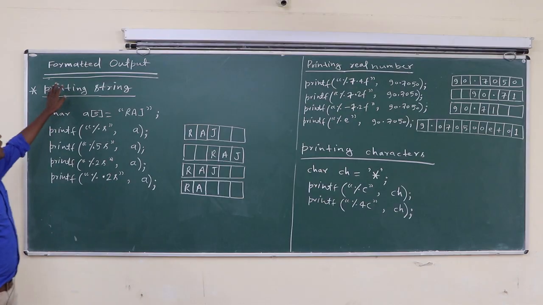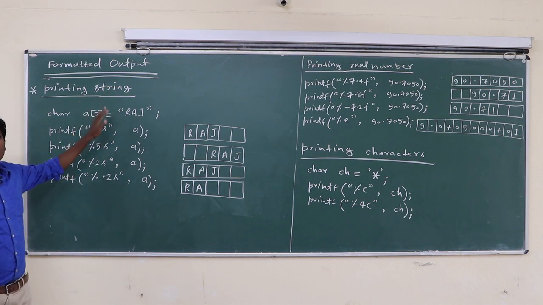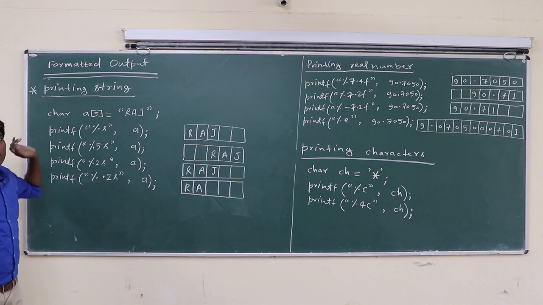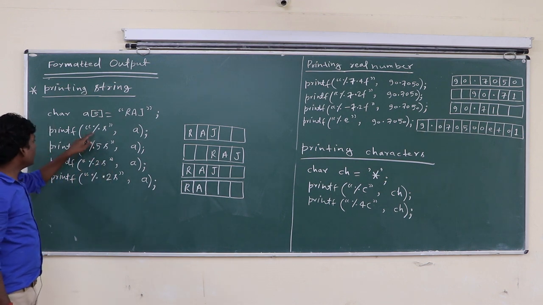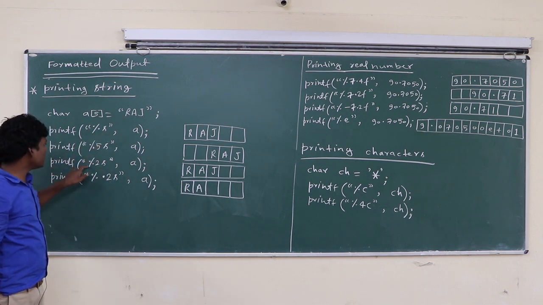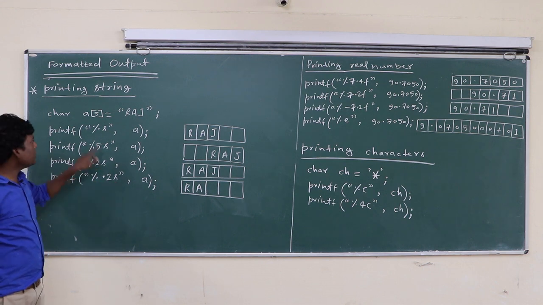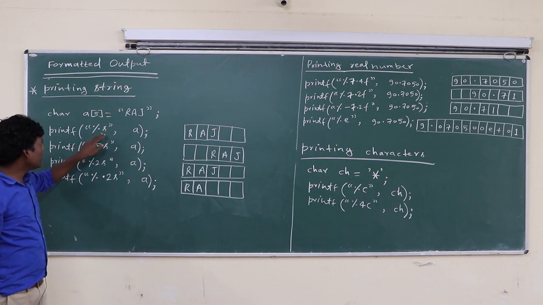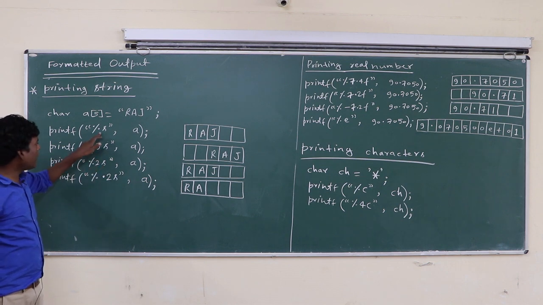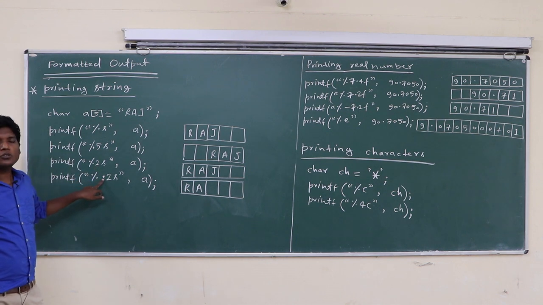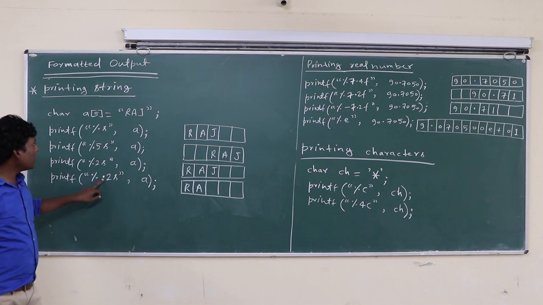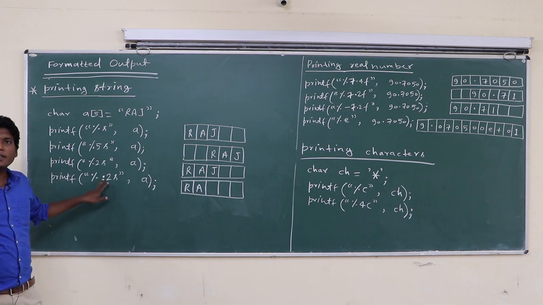Okay, formatted output, printing string. To print the string constant, we use the format specifier %s. Here is a %s, but between % and s there is a number. Here is by default 1, here is a 5, here is a 2, here is a .2. These numbers are called field width. So what will be the effect of these field widths?